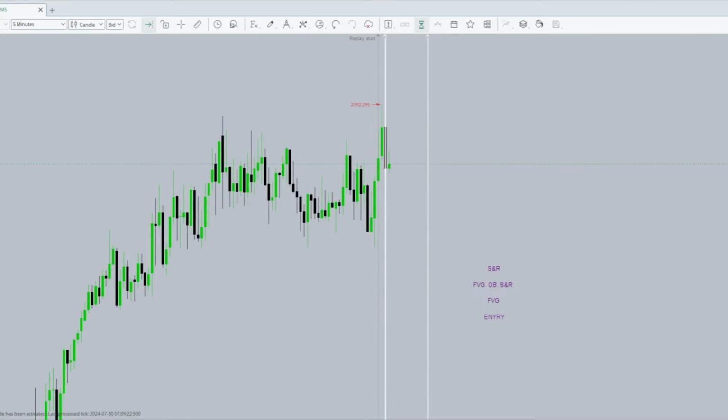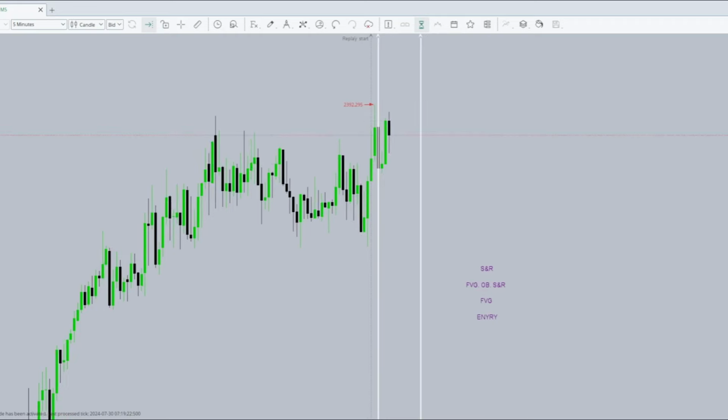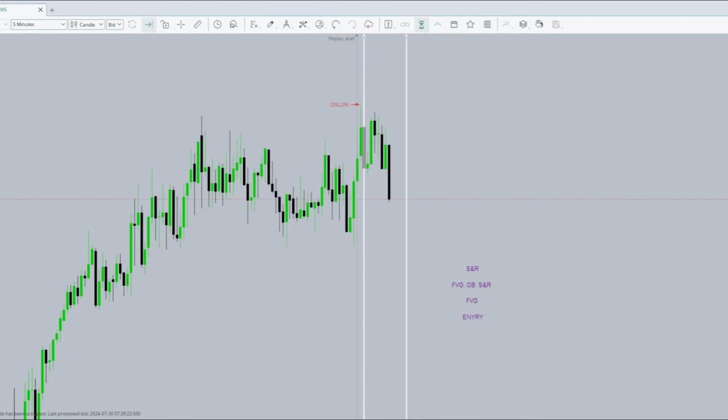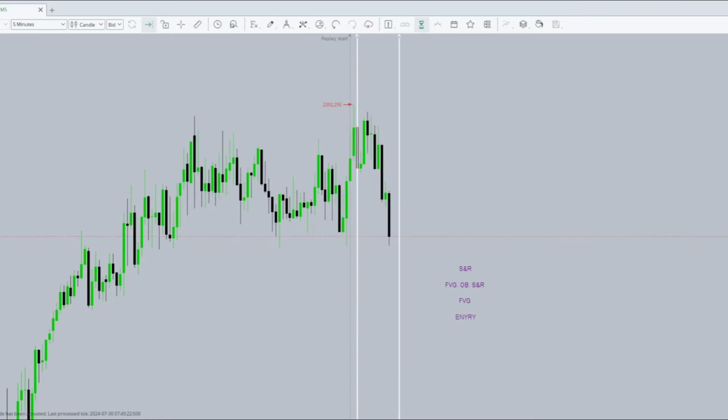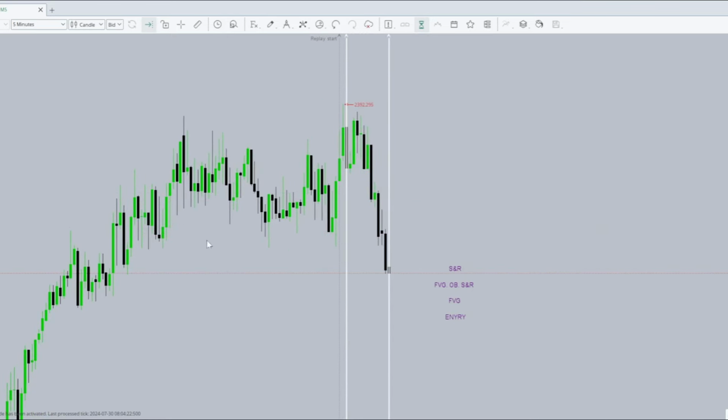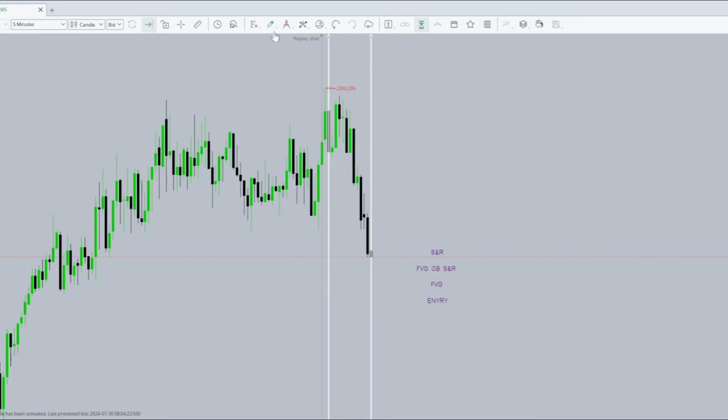So as you can see, that was a nice trade, right? Now let's look at this second example again and see how good it will be if you enter into the trade using these three levels: the support and resistance, the fair value gap, or the order block. So let's look at this second example.